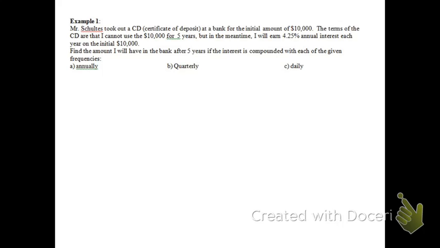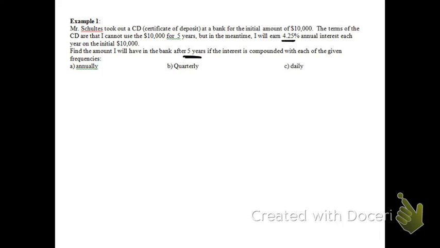The terms of the CD were that I could not use it for 5 years, but in the meantime it was going to earn 4.25% annual interest each year on that $10,000. Let's find out the amount I would have in the bank after 5 years go by if the interest is compounded with each of the given frequencies.